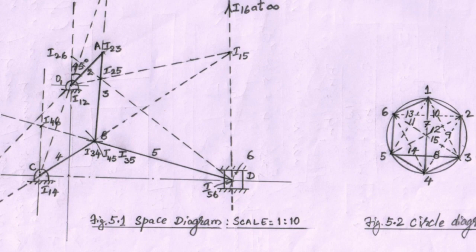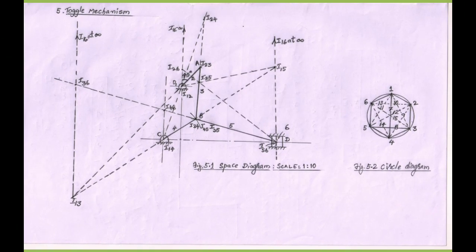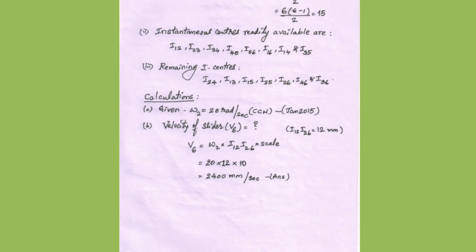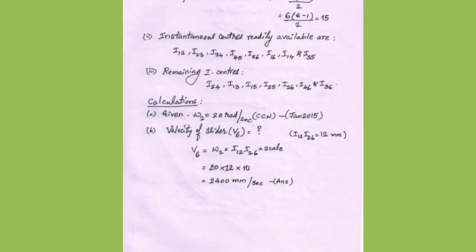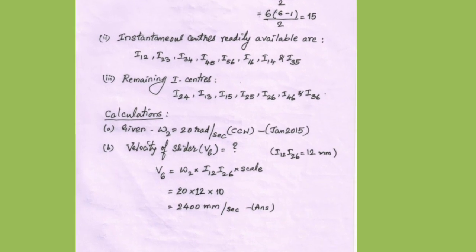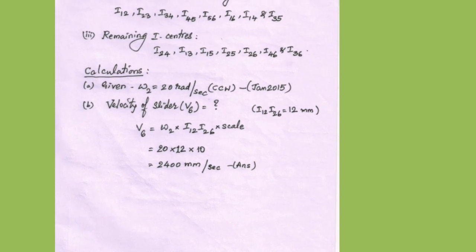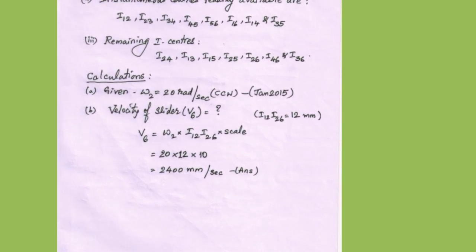Then one more question paper, what he has asked: omega 2 is given, find the velocity of slider. Slider means link 6. At D point, you have the slider. So he is asking in that question paper, find the velocity of slider. So omega is given directly. Sometimes n will be given. 2 pi n by 60 will be the formula for getting omega.